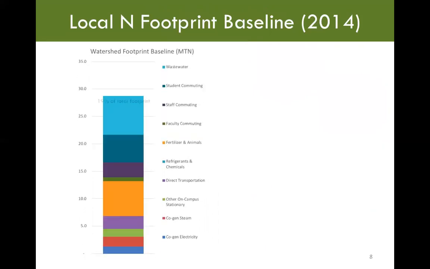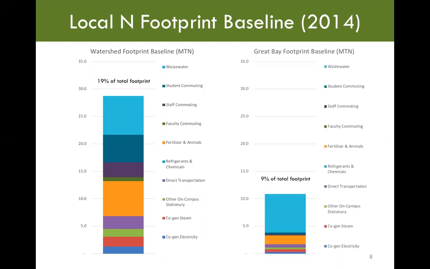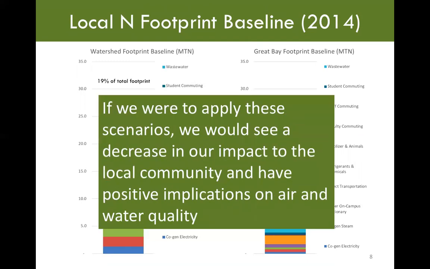On the left here is the watershed footprint baseline from 2014, which is about 19% of the total nitrogen footprint. And on the right here is the Great Bay baseline, which is about 9% of the total nitrogen footprint. If we were to apply those scenarios, which I previously listed, or any other feasible scenarios, we would see a decrease in our impact to the local community, and we would also have positive implications on both air and water quality.